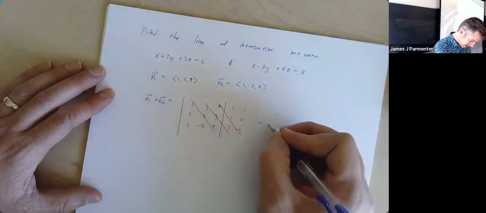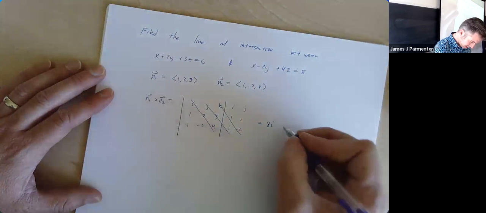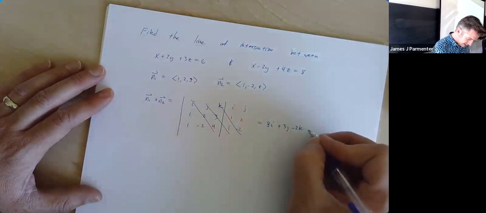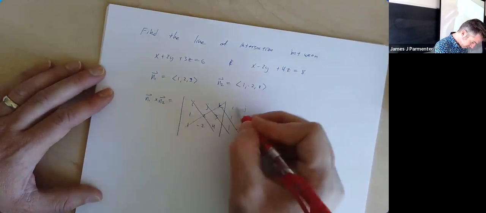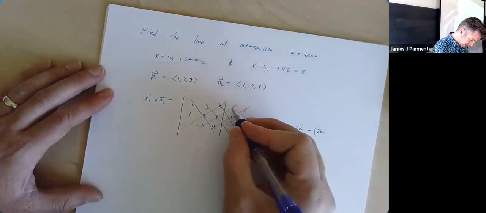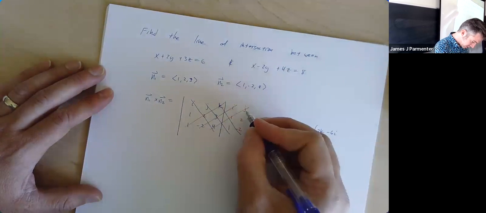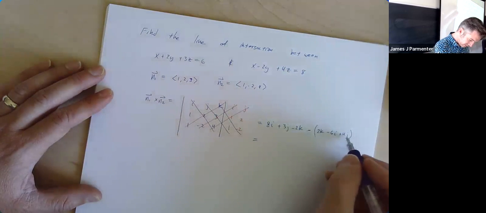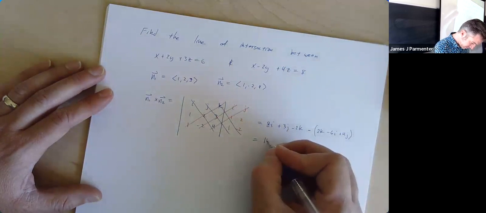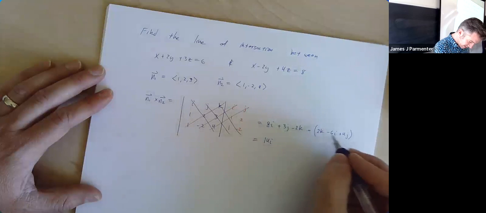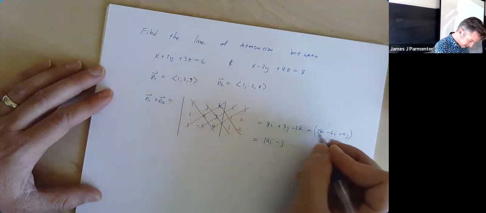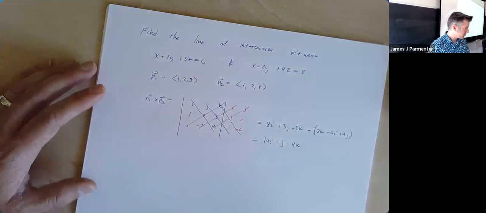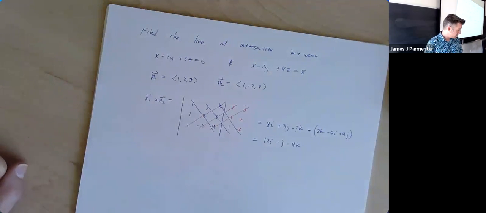So we're going to get 8i plus 3j plus -2k, and then minus the other direction. It's going to be k times 2, i times -6, and j times 4. So altogether, that's going to give us 8i plus 6i, 3j minus 4j, and -2k minus 2k is -4k.